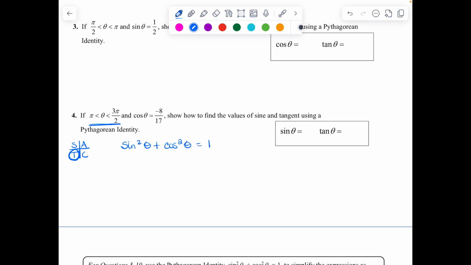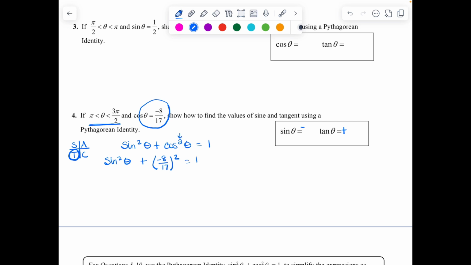That is the quadrant where tangent is positive and its reciprocal, but everything else is going to be negative. So that means tangent's going to be positive, but sine will be negative. We're given that the cosine is negative 8 over 17. So we're going to do like we did in our investigation, and plug in what we know. We don't know sine, that's what we're looking for, but we know that cosine is negative 8 over 17, and we have to square it because this is squared right here, equals 1.